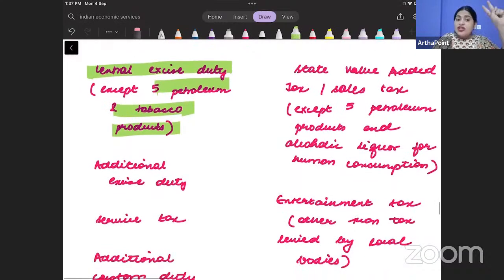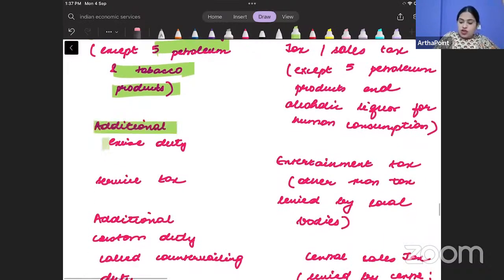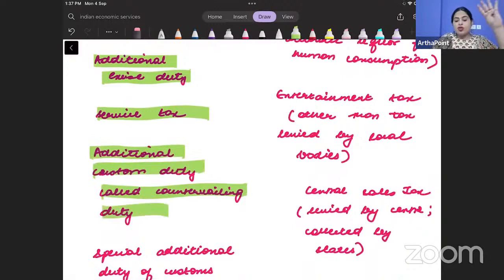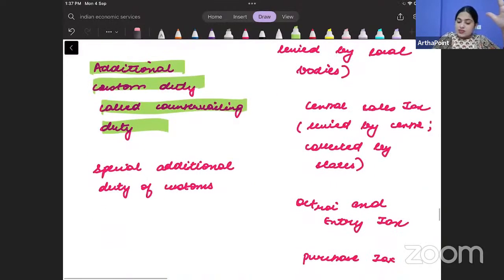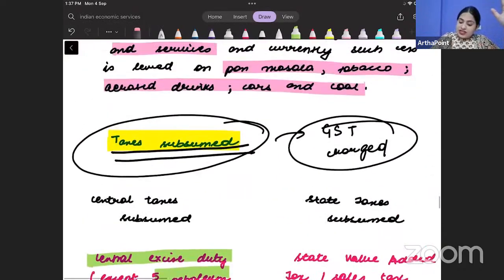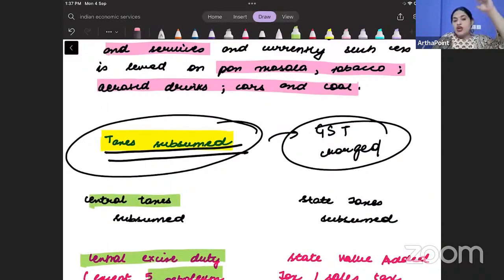Second, additional excise duty. This is no more charged. Third, service tax, no more charged. Fourth, additional customs duty called countervailing duty, no more charged. Fifth, special additional duty of customs, no more charged. So earlier, the central government used to charge all these taxes, which are no more charged, and all of this has come under the GST.